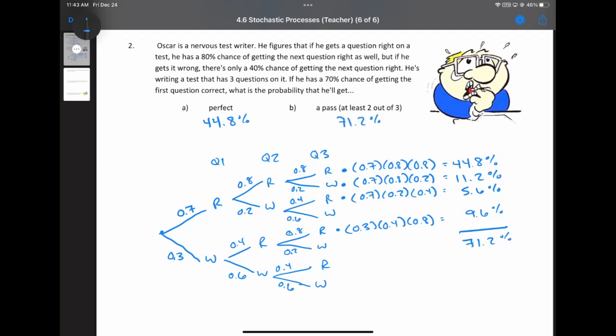So a pretty significant chance that Oscar is going to at least pass his test, and a decent chance he's going to get perfect on it. Oh well, can't win them all.